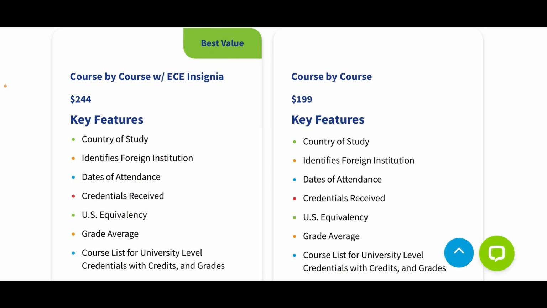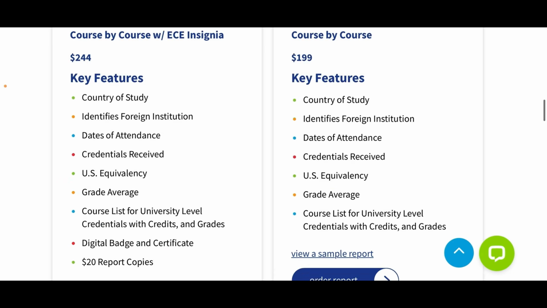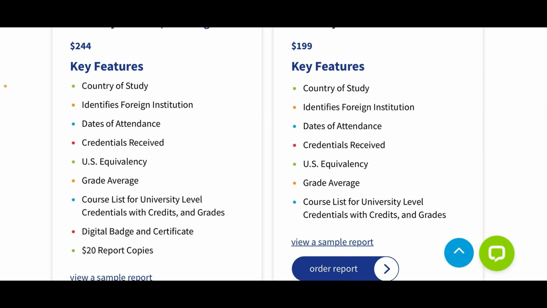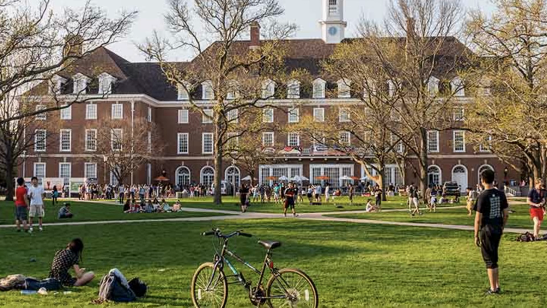When applying to schools and when trying to get accepted into a US college, on your evaluation, it is not required that you have a digital badge and certificate. So when comparing these two, I would say go with the course by course for $199, right? Because what you actually need is these that are listed here, especially that course list for university level credentials with credits and grades, because this breaks down all the list of courses you took, the credits you gained, and the grades you got, which is exactly what the university is looking for.